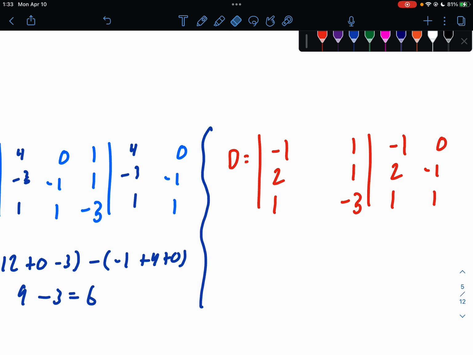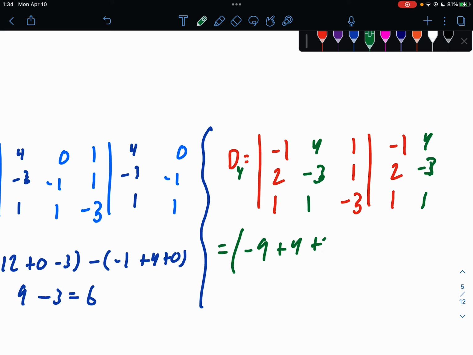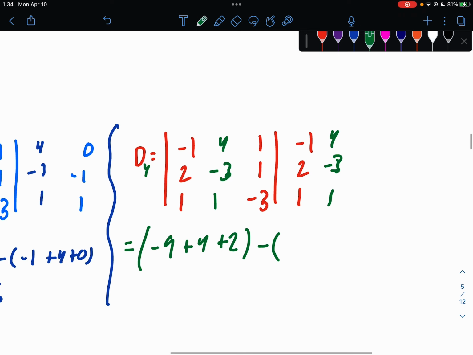All right, now we're going to replace our y's with our answer matrix. So 4, -3, and 1. That's our dy matrix here. So our dy determinant would be -9 plus 4 plus 2 minus -3 minus 1 minus 24. So it would be -3 minus -28, which is 25.